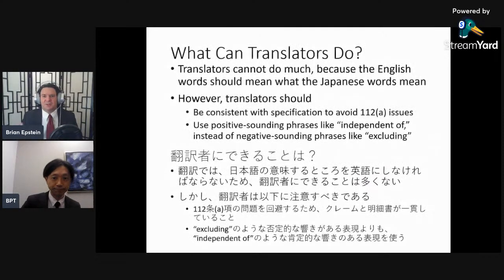So, what can translators do? Ultimately, they can't do much because the English words should mean what the Japanese words mean, or whatever the source language is. But what they can do is they should try to be consistent with the specification to avoid 112(a) issues, right? We're going to have a limited ability to support claims in terms of written description.